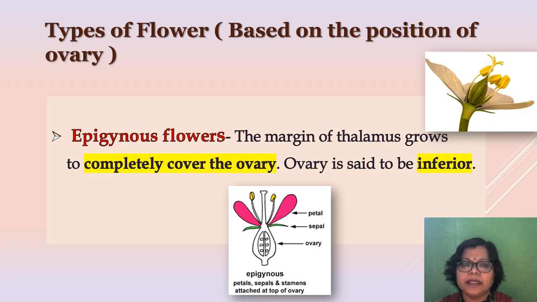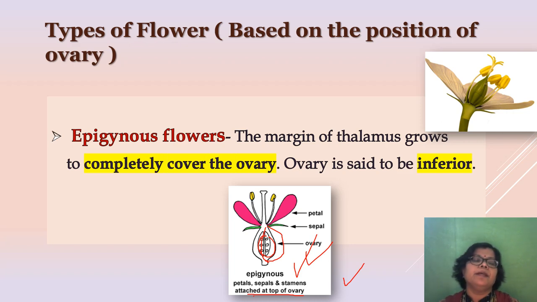Now the epigynous. Here the margin of the thalamus grows to completely cover the ovary. Actually here the ovary is inferior. Here you see, the ovary is inside and the thalamus completely covers the ovary, and above the ovary the other whorls are present. That is the calyx, corolla, androecium; the other whorls are present above the ovary. So the ovary is inferior. This type of flower is called epigynous flower. Petals, sepals and stamens are attached at the top of the ovary.